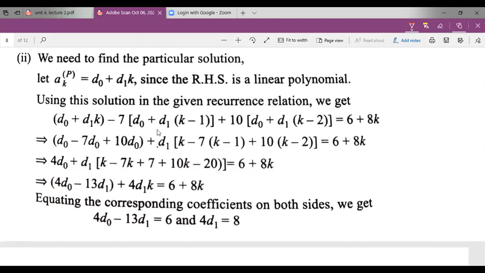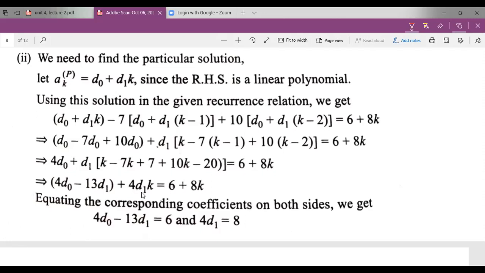Okay, we simplify this expansion. D naught minus 7 D naught plus 10 D naught, plus D1 K terms, D1 into K minus 7 into K minus 1 plus 10 into K minus 2 is equal to 6 plus 8K. So total D naught, 11 D naught minus 7 D naught is equal to 4 D naught, plus D1 into K minus 7K plus 10K, so 11K minus 7K, 4K. So the remaining values: 4D naught minus 13D1 plus 4D1K is equal to 6 plus 8K.